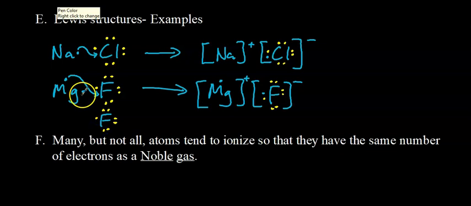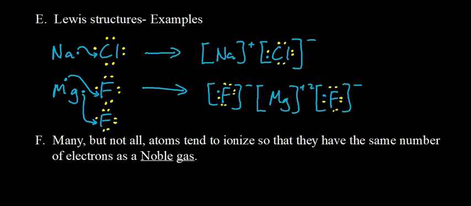One fluorine takes one of the valence electrons from the magnesium, and the other fluorine takes the other valence electron from magnesium. So I'm going to redraw how I showed it on the right side. What do you notice? It takes two fluoride ions for every one magnesium for everything to be stable. So we have two fluorine atoms each gaining one electron from the one magnesium atom that loses two electrons.